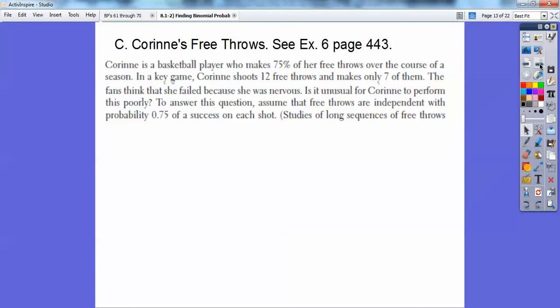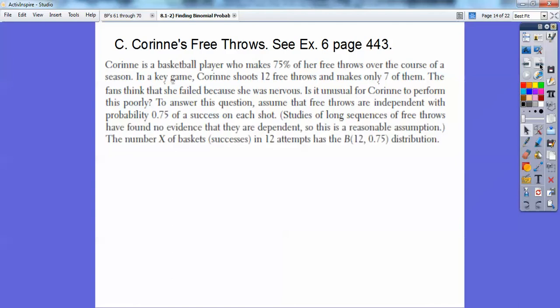To answer this question, assume that the free throws are independent with probability of 0.75, or 75%, of success on each shot. Studies of long sequences of free throws have found no evidence that they are dependent on each other, so it's a reasonable assumption to say that it's independent. So the number x of baskets, which means the successes in 12 shots, has the binomial distribution. This B means binomial distribution of 12 free throws, and each one is 75%. That's my distribution.